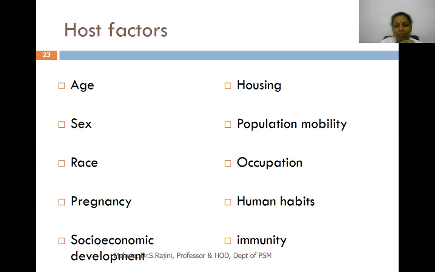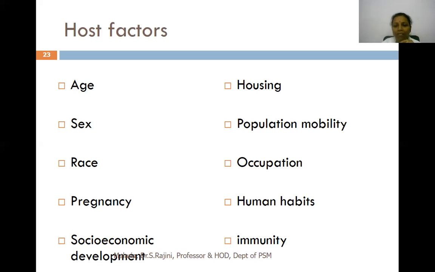Population mobility. So population moving from one place to another place. If the population is susceptible, moving from one place to another, and if overcrowding is present, they are at risk to develop the infection. Occupation. So people working outside in bushes, in construction sites where there is stagnation of water, in the fields, where there is breeding of mosquitoes. So it's very common for people in those occupations to get infected.